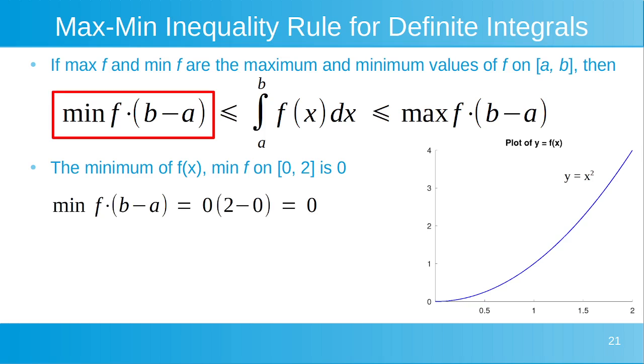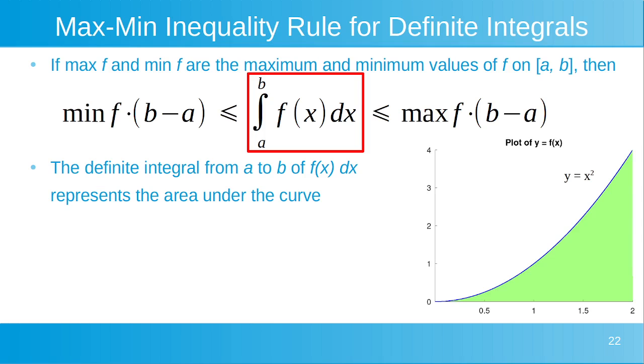So min f times b minus a: the minimum of our function is 0, and our closed interval from 0 to 2 means that a is equal to 0 and b is equal to 2. So min f times b minus a is equal to 0 times 2 minus 0, which is equal to 0. So the part of the inequality highlighted in the red rectangle for this particular example is equal to 0.